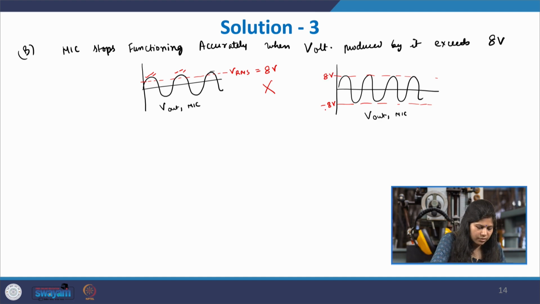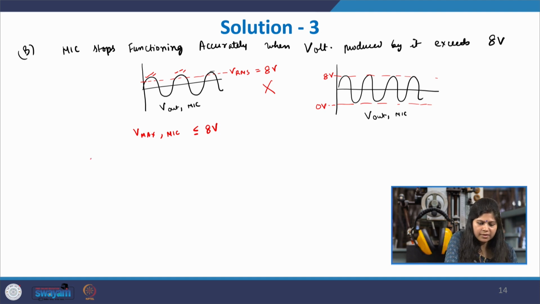Okay, sorry, that is not the way. Given that 0 starts from here, with this as a reference, the peak should not exceed 8 volts. So, then let us solve. When V max at the microphone should be less than or equal to 8 volts.